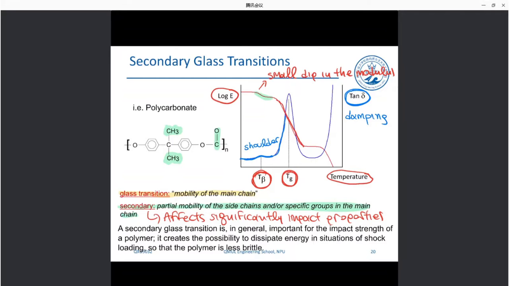And then we have the main peak in the glass transition region, okay? This is a tan delta versus temperature graph, the blue one, okay? I want you to remember that the secondary glass transition has to do with the vibrations or partial mobility, let's say, of side groups or secondary specific groups in the main chain, and they can affect significantly the impact properties because they can dissipate energy in shock loading.